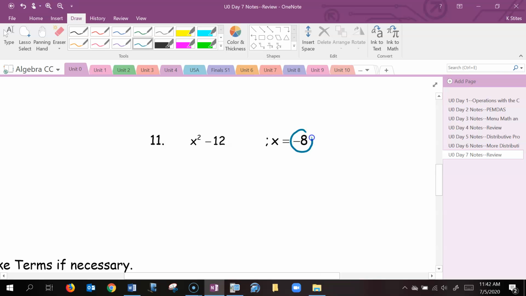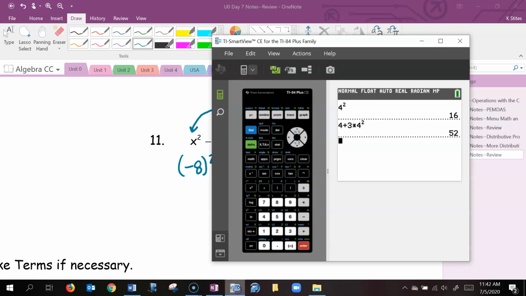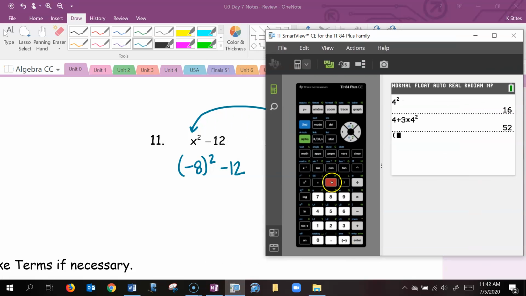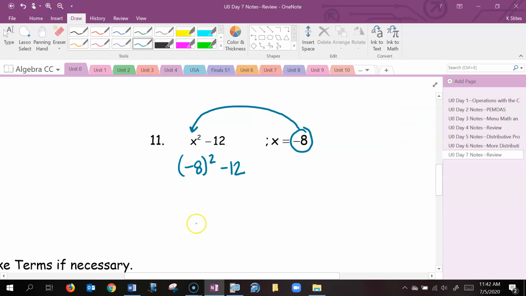And then for number 11, again, make sure that you put parentheses around that negative 8. The squared is going to go outside. Feel free to use your calculator if you would like. Just make sure you put parentheses. Okay, it will look like this. And you should get a 52 as an answer because it's 64 minus 12.